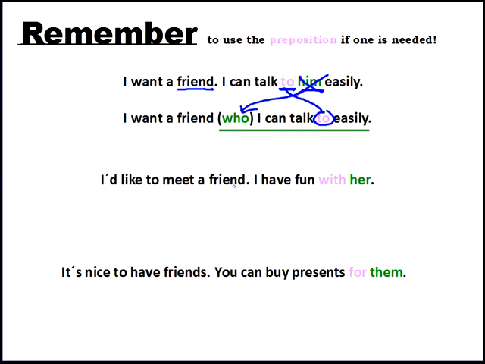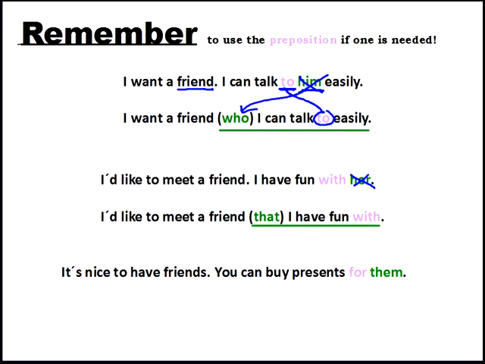Here's another example. I'd like to meet a friend. I have fun with her. So we're going to combine this, right? We're going to take away her, and we're going to read it like this: I'd like to meet a friend that I can have fun with. Again, I need to use that preposition still. Okay?